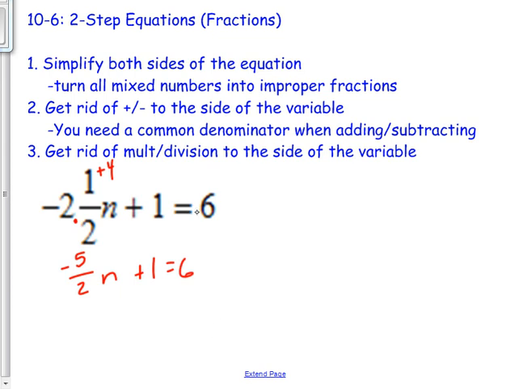All right, at this point, what I need to look at here is I am adding and subtracting right here, and I don't even need a common denominator because I am working with whole numbers or integers. So I'm just going to subtract 1 on both sides. This one actually turned out to not be too bad. We bring negative 5 halves n down, and this equals 5.